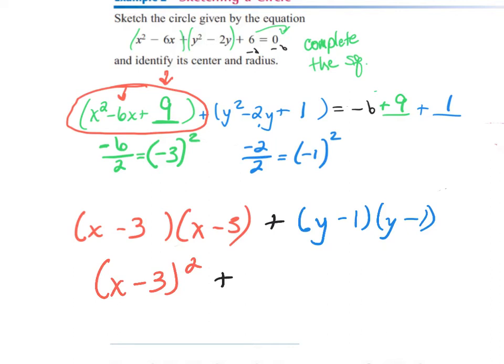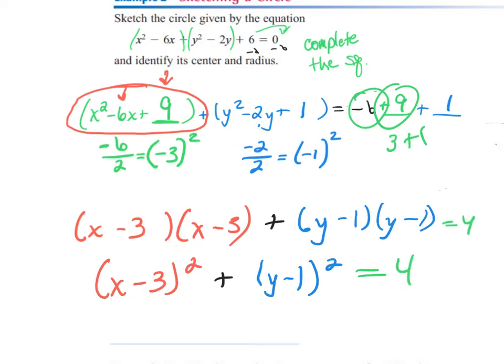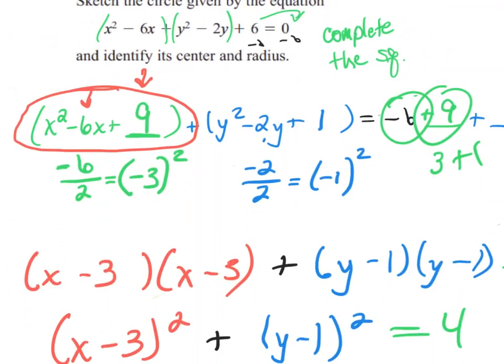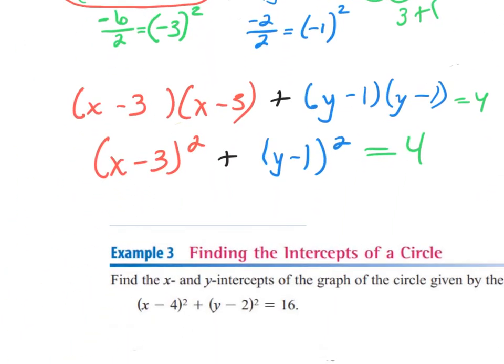And I can rewrite that, guys, as y minus 1 quantity squared. Then I still have that equal sign. I can't forget about what was on the other side. So I have negative 6 and 9 gives me 3, and 3 plus 1 is 4. So I have now written this right up here. We've written this as an equation of the circle in center radius form.